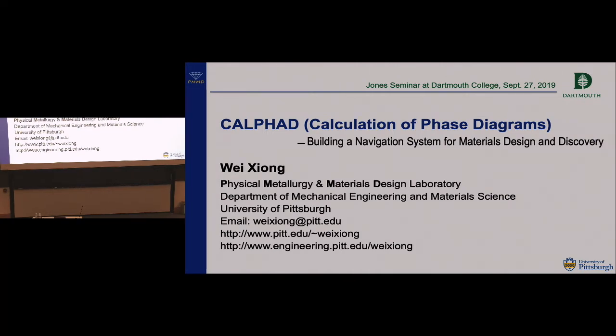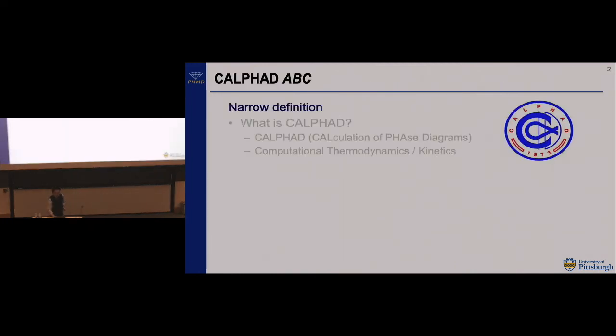So CALPHAD is a name that people probably don't even know what it is. It's calculation of phase diagrams, and I guess there's some questions coming. What is a phase diagram? We will discuss this layer by layer. The CALPHAD approach is actually very interesting. If you look at the definition, of course, it is talking about computational thermodynamics and diffusion.